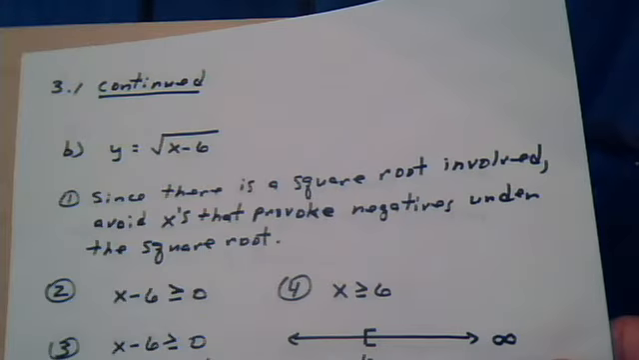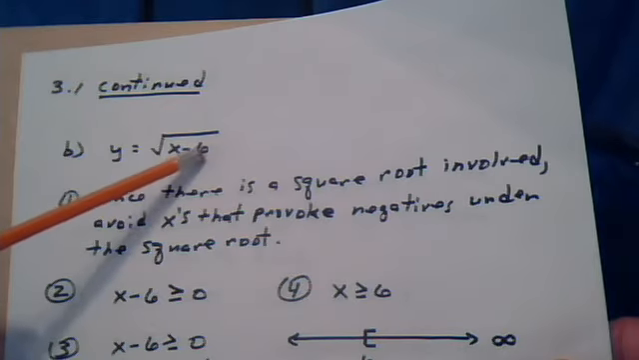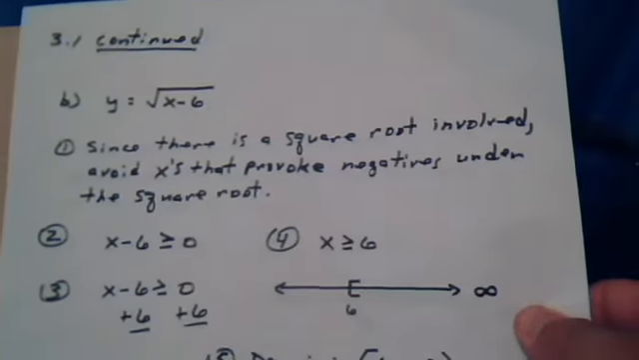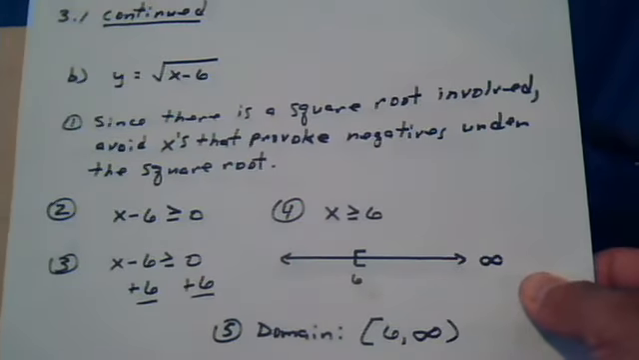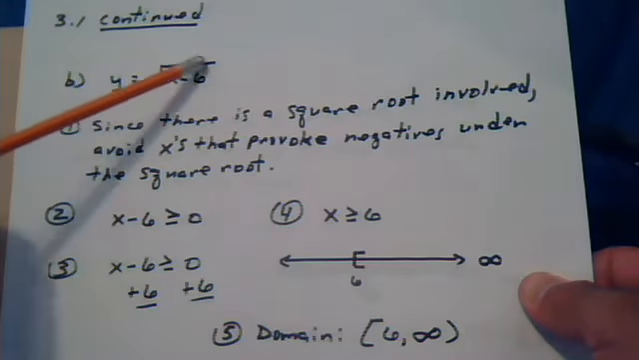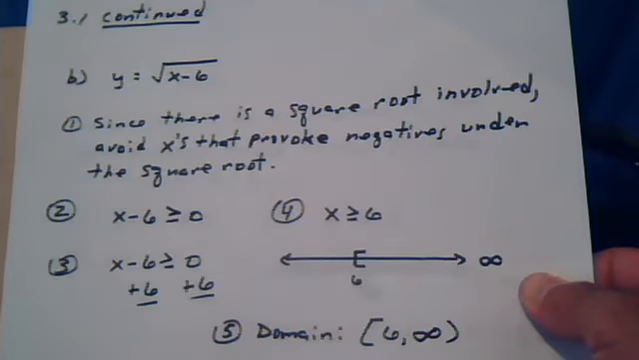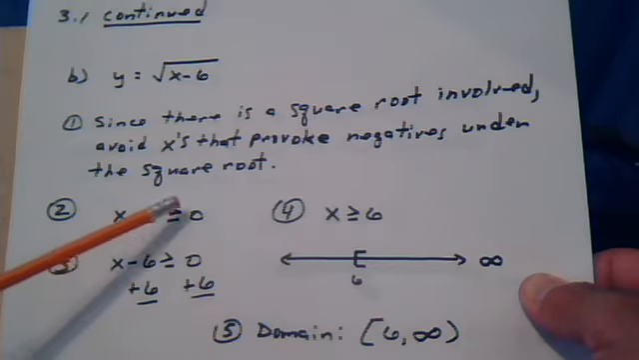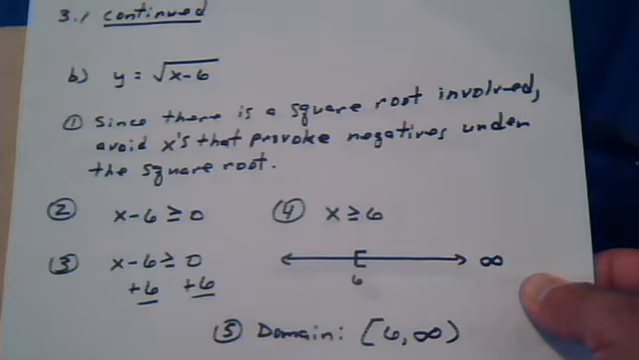B, y equals square root of x minus 6. We have to make sure this portion is positive or equal to 0, since you cannot have a negative under the square root. So this portion can never become negative. So we say x minus 6 is greater than or equal to 0. Greater than or equal to 0 means positive or 0. 0 under the square root is no problem, since the square root of 0 is 0.